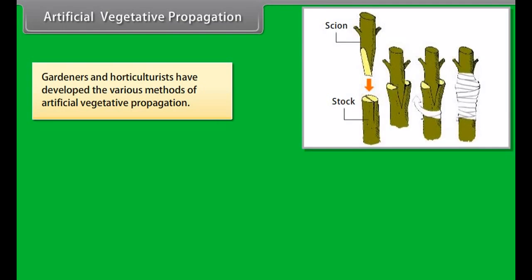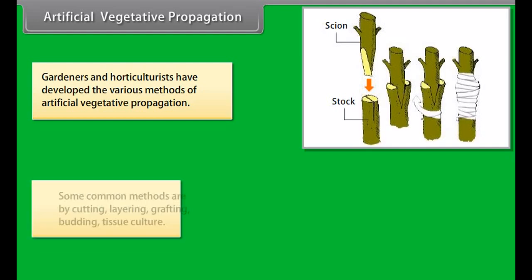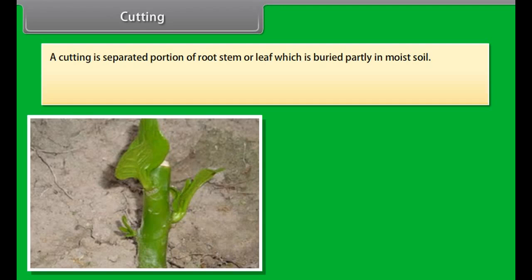A bulb also bears a number of buds, example, garlic and onion. Corms like crocus, colocasia, etc. have sufficient stored food and also bear many adventitious buds.